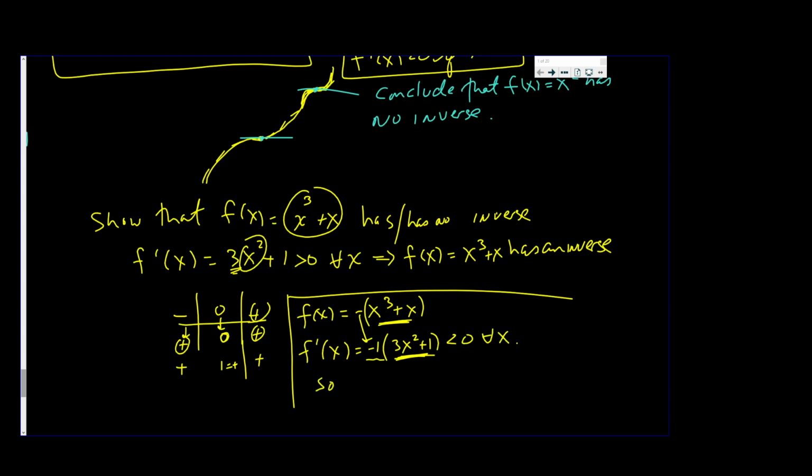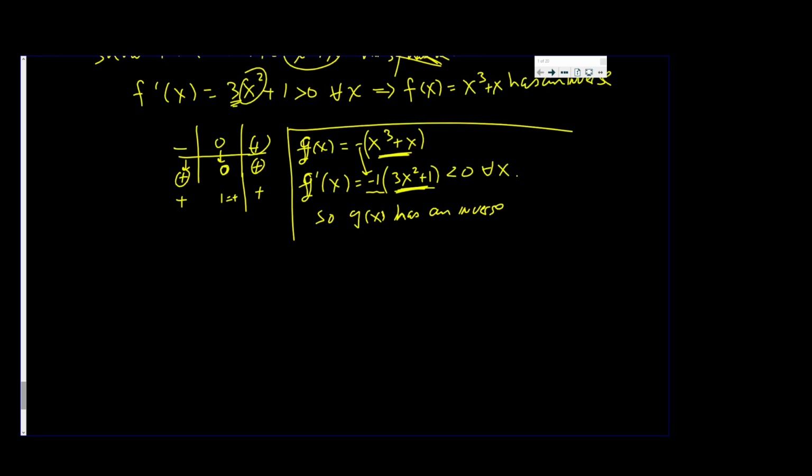So, I just want to do one thing. Let us change the name. So, g of x, not g prime. G of x has an inverse. F of x has an inverse. Going to do one more problem.